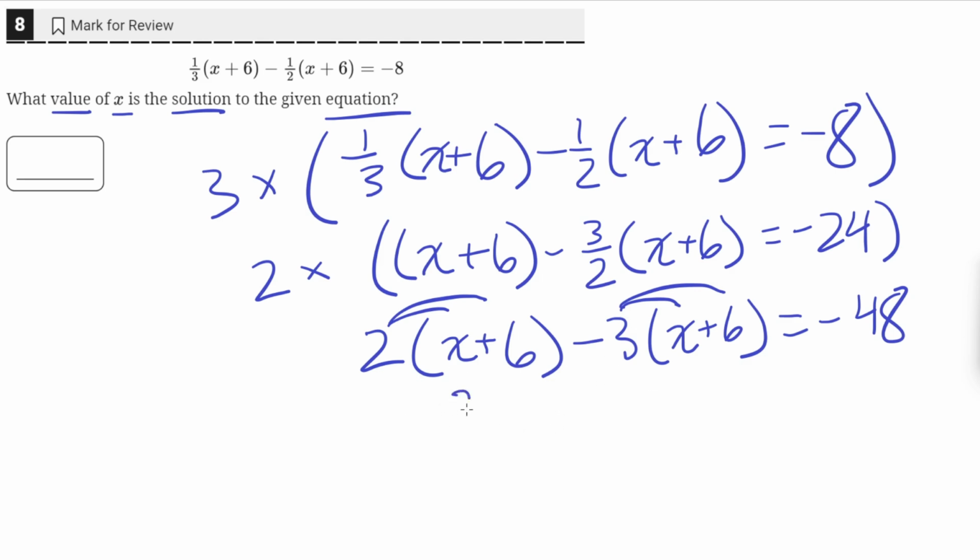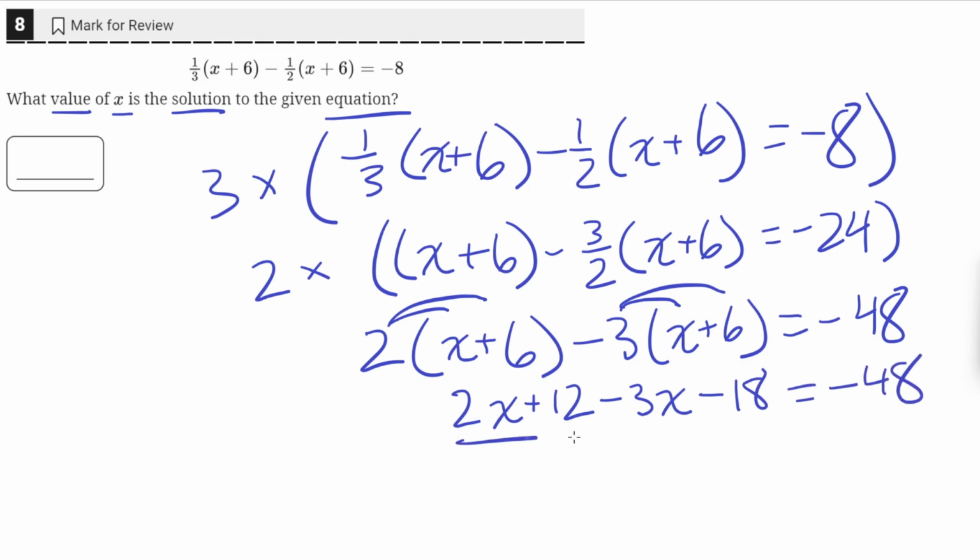So 2 times x is 2x, 2 times 6 is 12, -3 times x is -3x, -3 times 6 is -18, which equals -48. Now let's group the like terms. So the x quantities, 2x minus 3x is -x, 12 minus 18 is equal to -6, which equals -48.